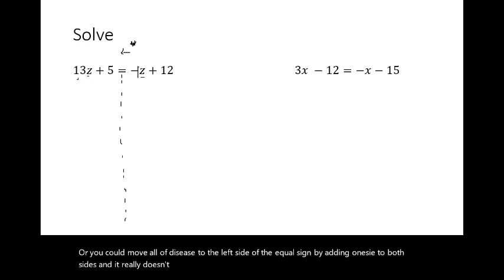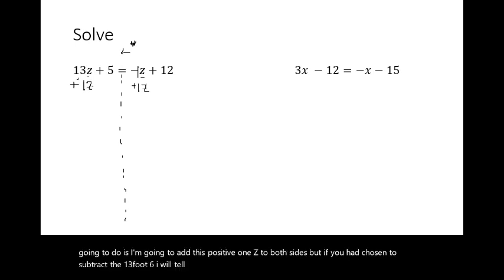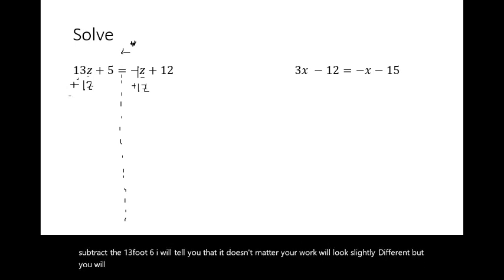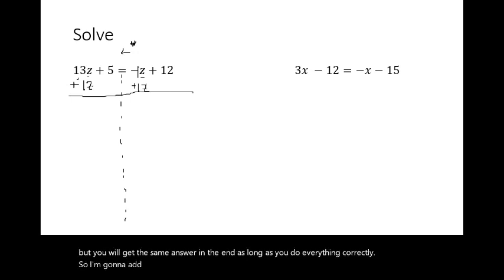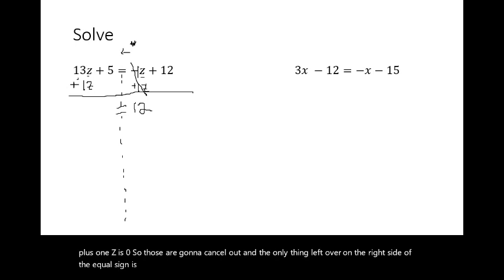I'm not a huge fan of subtracting with negatives, so what I'm going to do is add this positive 1z to both sides. But if you had chosen to subtract the 13z, I will tell you that it doesn't matter. Your work will look slightly different, but you will get the same answer in the end as long as you do everything correctly. So I'm going to add 1z to both sides of the equal sign. Now over here on the right, negative 1z plus 1z is 0. So those are going to cancel out. And the only thing left over on the right side of the equal sign is this 12.